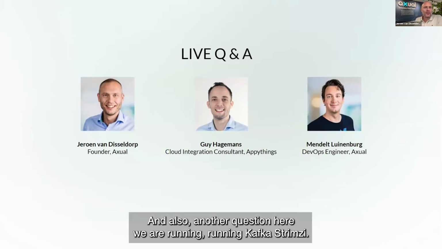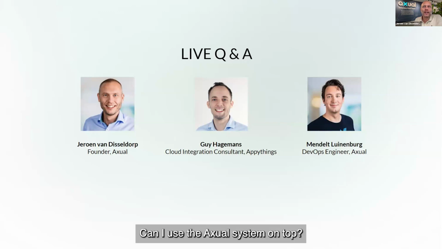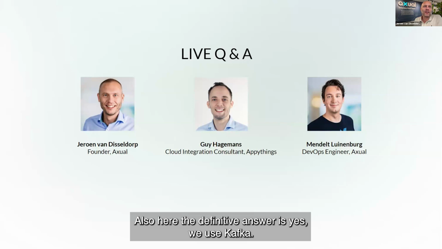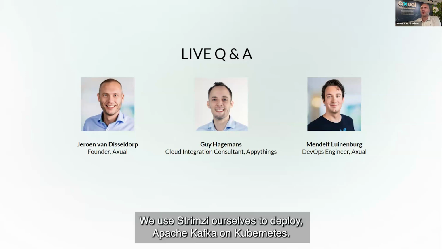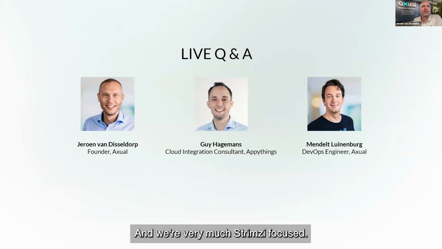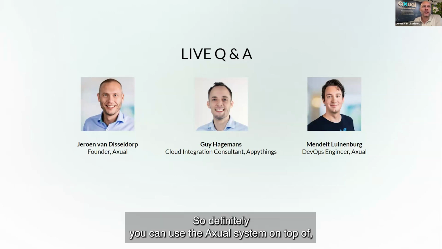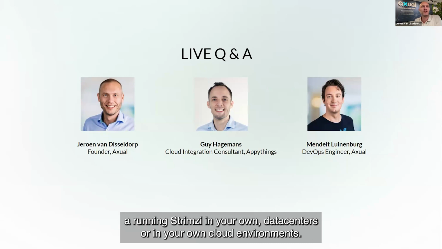And another question here: we are running Kafka with Strimzi. Can I use the actual system on top? Also here, the definitive answer is yes. We use Strimzi ourselves to deploy Apache Kafka on Kubernetes. And we're very much Strimzi focused. So definitely you can use the actual system on top of a running Strimzi in your own data centers or in your own cloud environments.